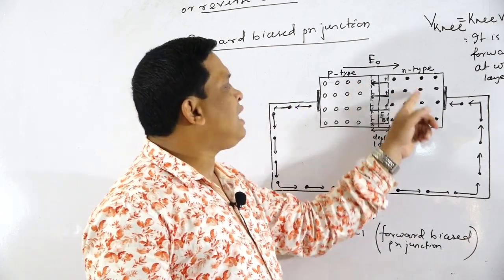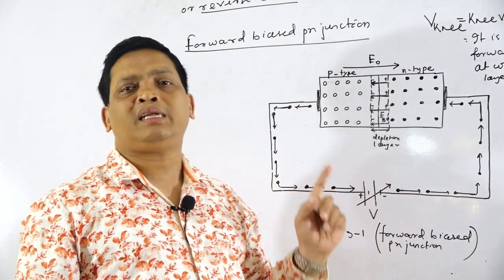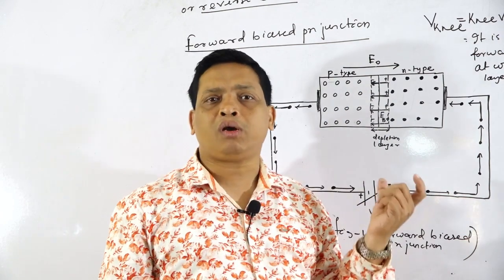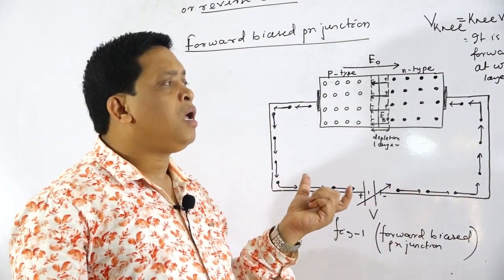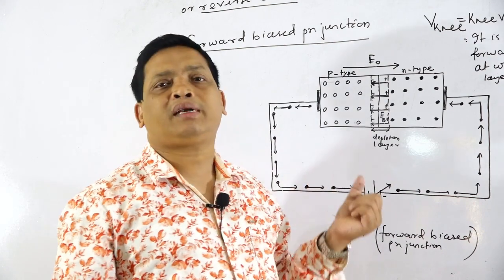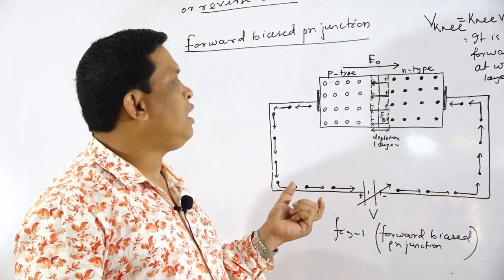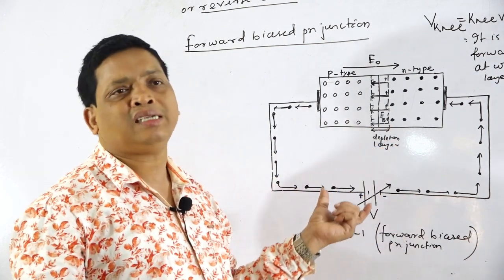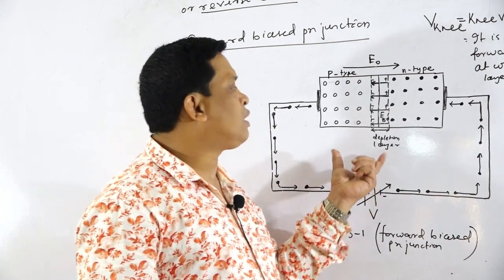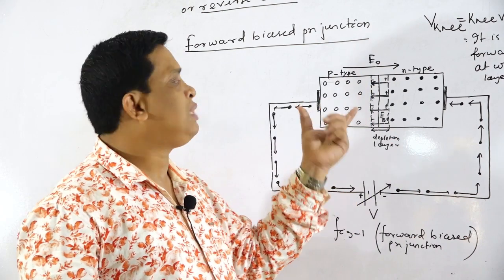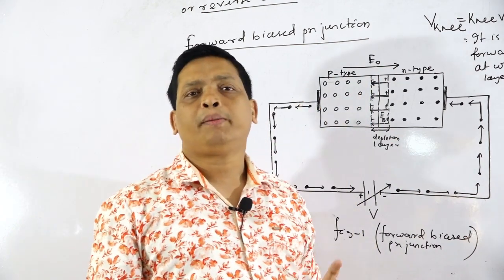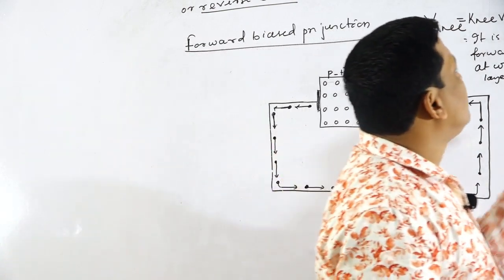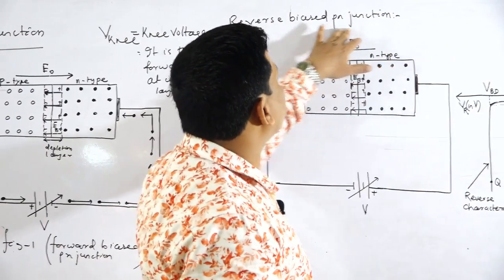That means there is current due to the majority charge carriers. So under forward biasing condition, the PN junction has large conductivity because the resistance decreases. The forward resistance decreases and the conductance increases. That I shall explain to you with the help of VI characteristic also. Next we shall discuss the reverse biased p-n junction.